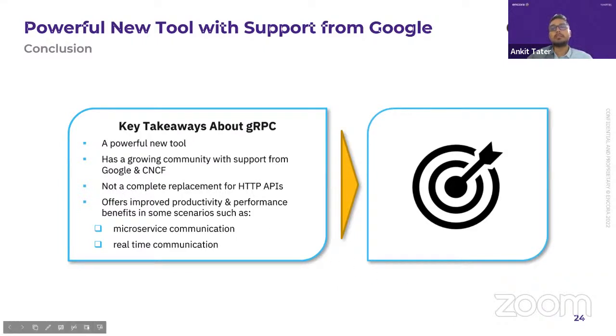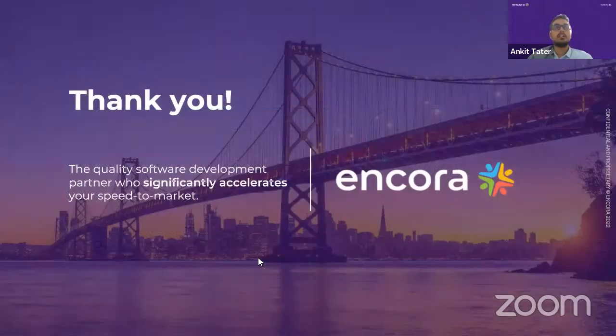It's not a complete replacement for HTTP APIs, because HTTP has very good support for web applications, right? But gRPC is yet to provide a solution around web applications. But in terms of service-to-service communication, it's very good, or ideal actually, if you're looking for throughput or latency. And it offers very good productivity and performance benefits in some scenarios like microservice communication and real-time communications.